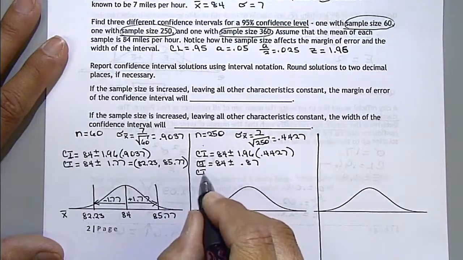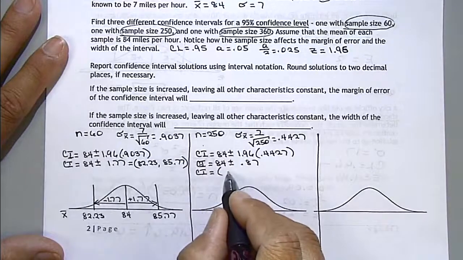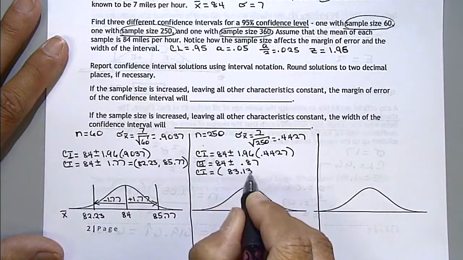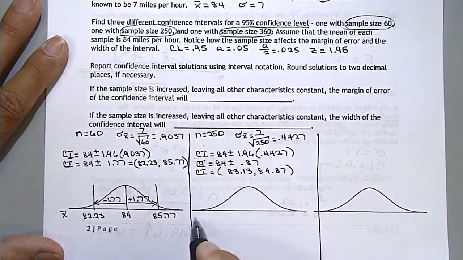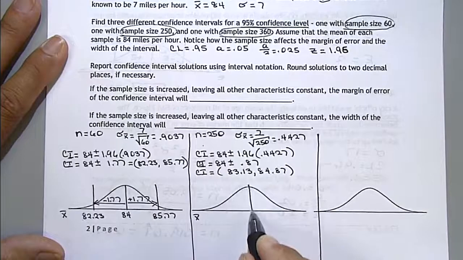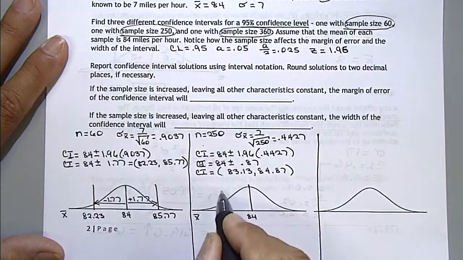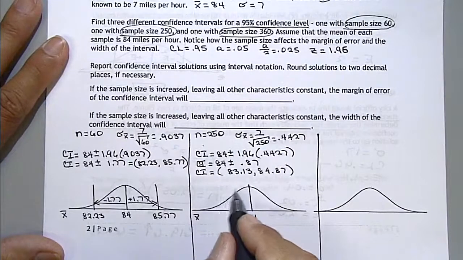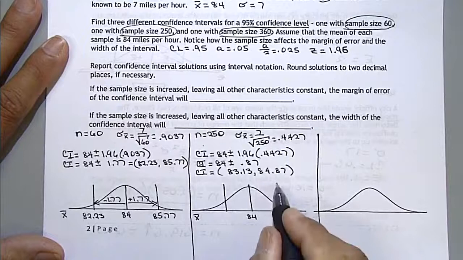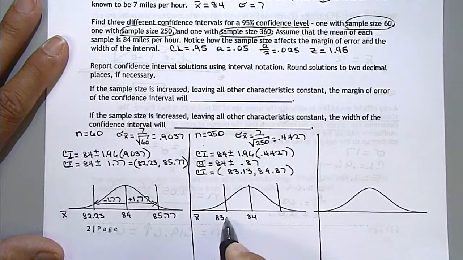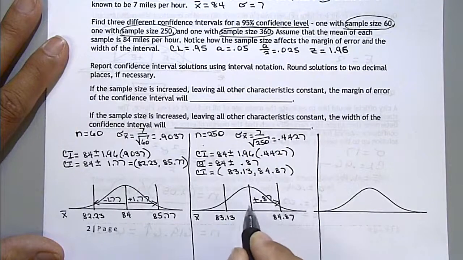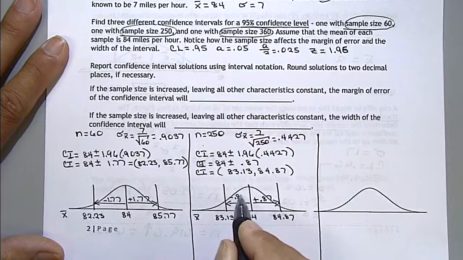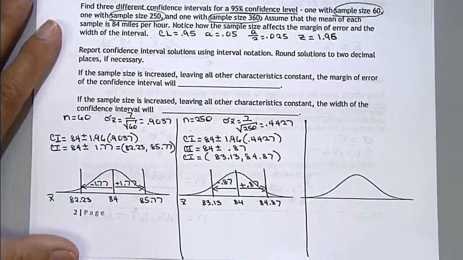So the confidence interval is going to be, here it is, ranging from 83.13 to 84.87. If I drew this down here, I'd say there's my center, 84. Over here, it's a little bit closer, isn't it? A little bit closer. 83.13, 84.87. What was the margin of error? Well, this would be plus my 0.87, and this would be minus my 0.87 to get there. You can see what's happening.